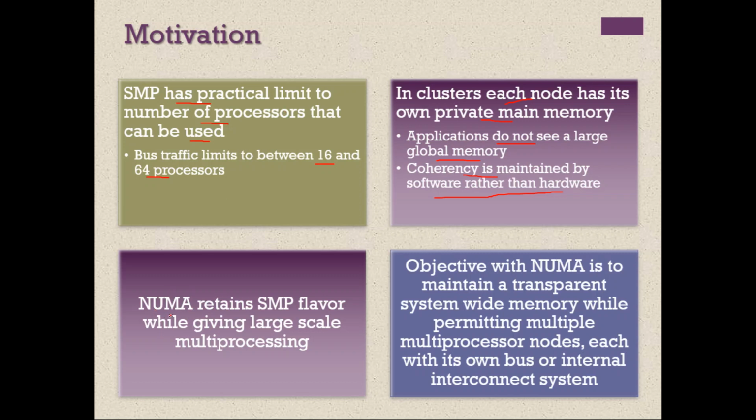That is the reason we are going for NUMA, because we want to retain the flavor of a large scale multiprocessing system. The core objective of NUMA is to maintain a transparent system with a memory while permitting multiple processor nodes, each with its own bus or internal interconnection system. So because of these drawbacks, we are going for NUMA.